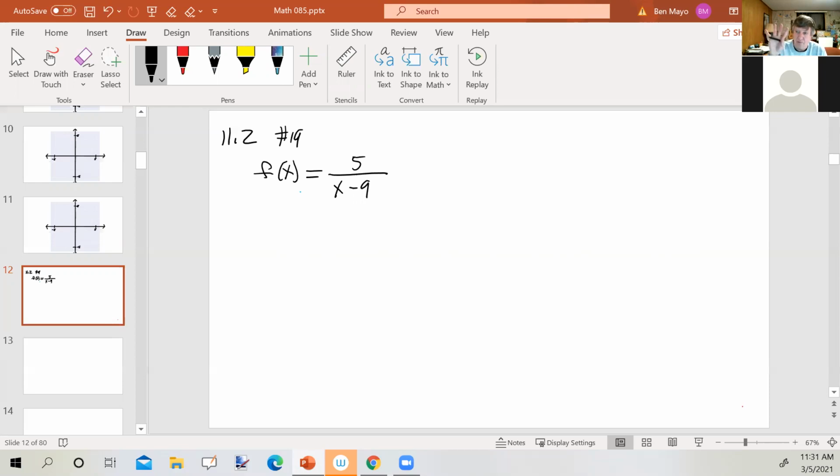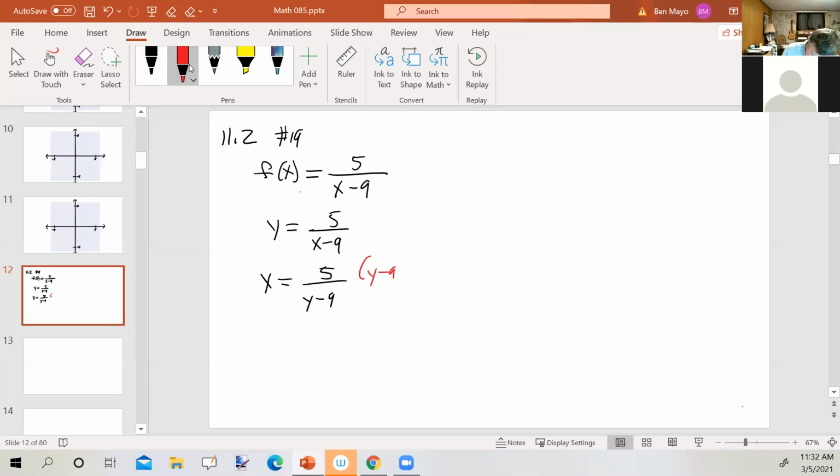All right, so 4 steps. Step number 1, replace f of x with y. So y equals 5 divided by x minus 9. Step number 2, interchange x and y. So x equals 5 divided by the quantity y minus 9. Now we've got to get y by itself, but y is in the denominator. So the next move is to multiply both sides by the least common denominator, which is y minus 9. So on the left side, I have y minus 9 times x. On the right side, I have 5.